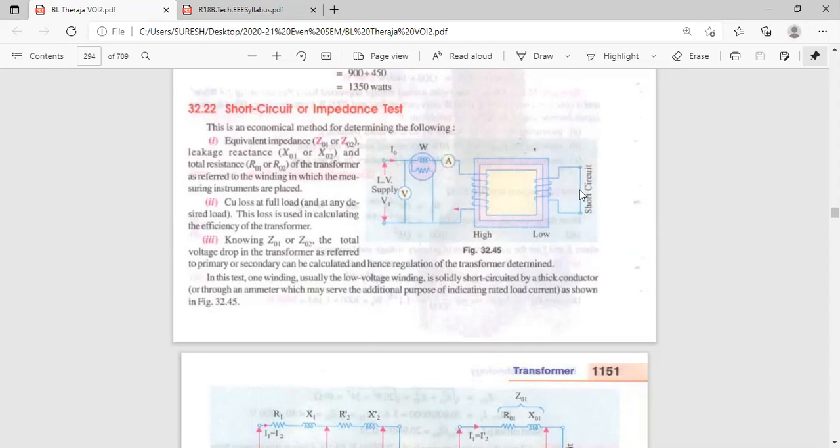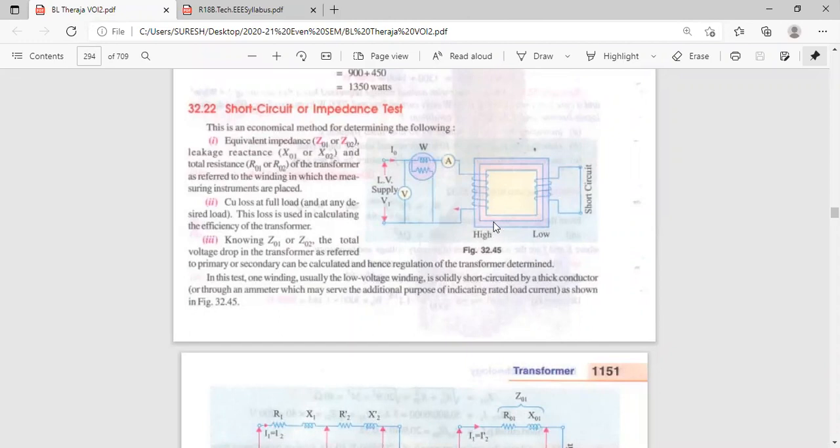In short circuit, current will flow. In open circuit, we are applying rated voltage, 230 volts, in the previous no load test, the open circuit test. But in short circuit test, let us take the rated current of the transformer as 5 ampere. We have to apply the full current, 5 ampere, in the short circuit. When 5 ampere is flowing in the short circuit, it will give the complete copper loss.